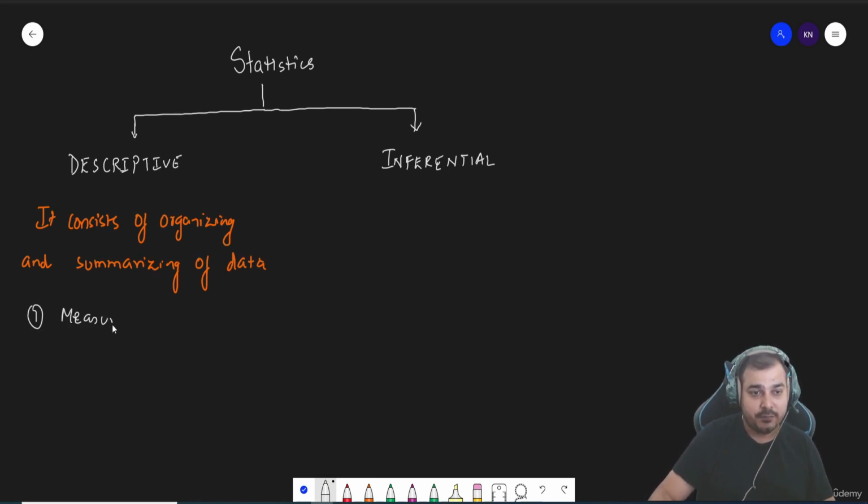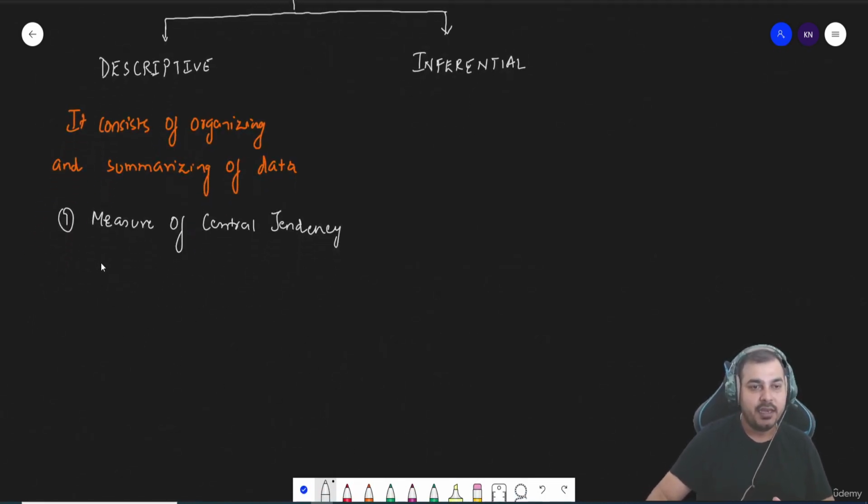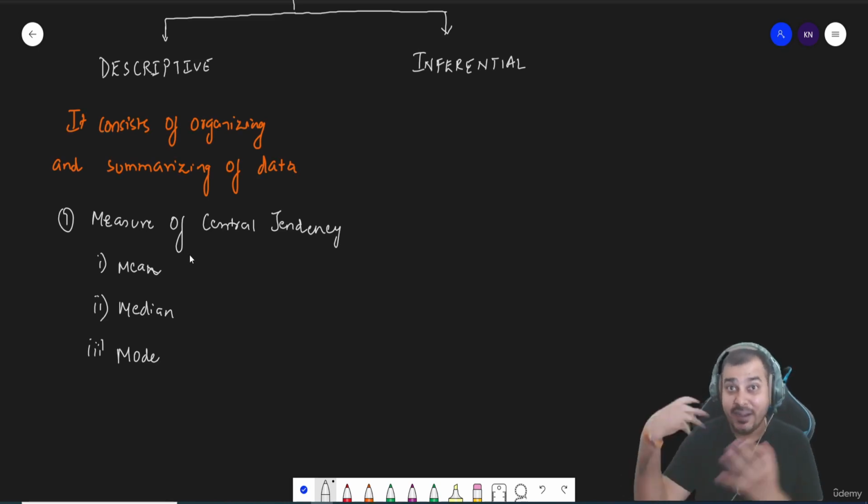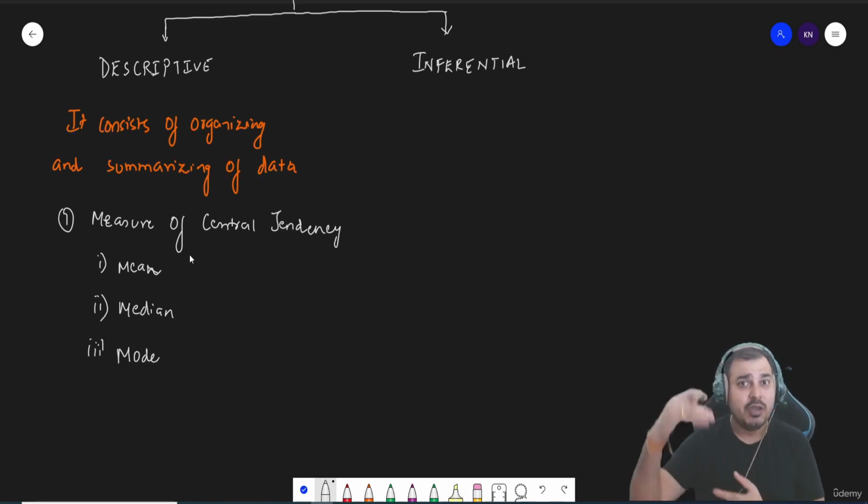One is measure of central tendency. In measure of central tendency, we usually have techniques like mean, median, and mode. I hope many of you have heard about this mean, median, mode. So let me just rub this and write it properly. Mean, median, mode. These are the techniques used in the measure of central tendency, and when we should use mean, median, mode, I'll explain in the upcoming videos.